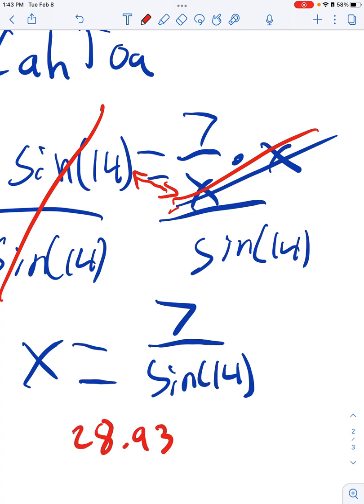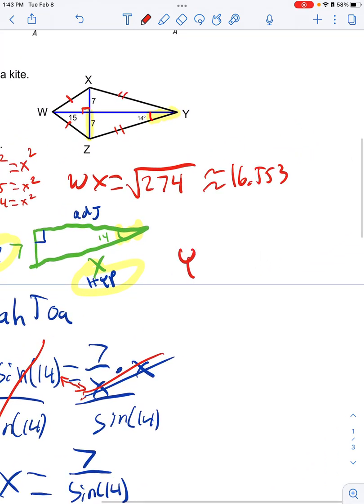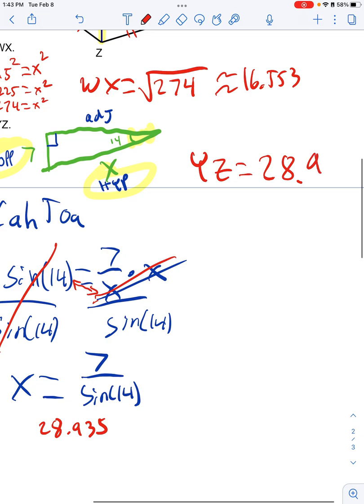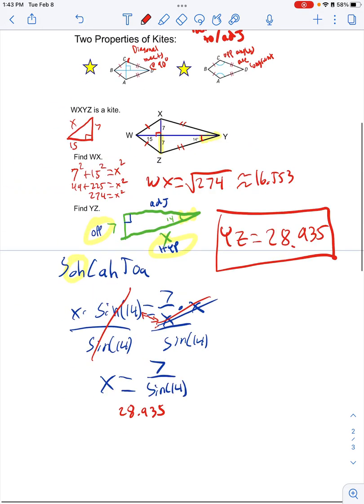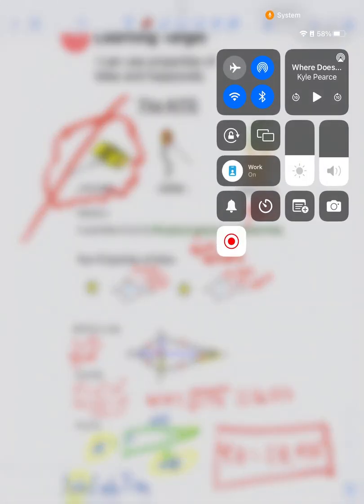And we get 28.93. Let's round that to a 5. So YZ equals 29 or 28.935. There's kites.